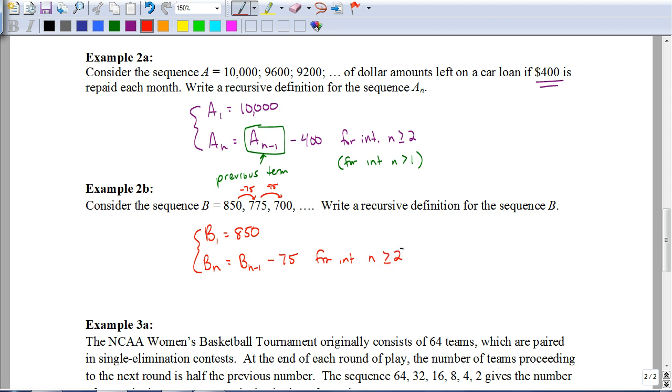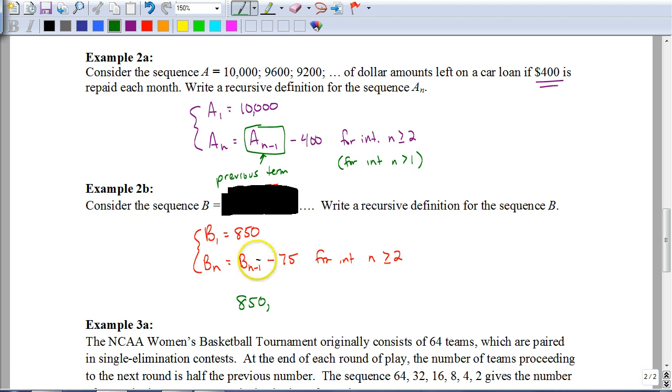Now you might ask, why are we using b sub n minus 1 to refer to the previous term? Why don't you just write down 850? Well, again, we can use this recursive formula to come up with the sequence. If I didn't know what the sequence was, I could say my first term is going to be 850. And again, b sub n minus 1 represents the previous term.